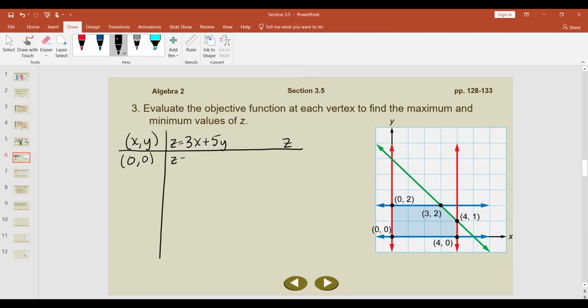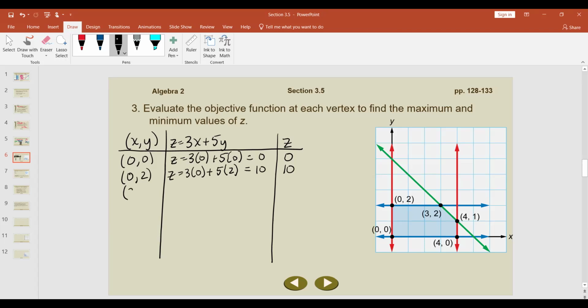So for this one, z equals 3 times 0 plus 5 times 0. So that means that z equals 0. All right, the next one was 0, 2, I believe. So z equals, in this case, the x is 0. So 3 times 0 plus 5 times 2 is 10. So that means z is 10.